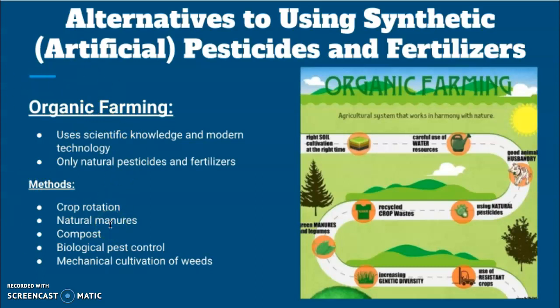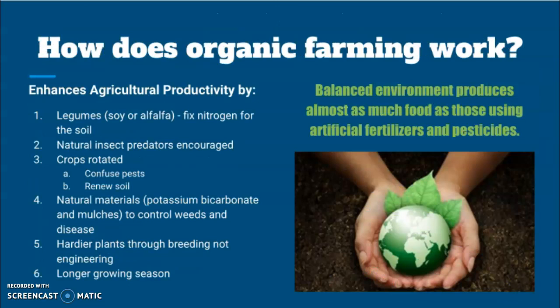And organic farming uses scientific knowledge, modern technology, and only natural pesticides and fertilizers. It uses crop rotation, natural manures, compost, biological pest control, and mechanical cultivation of weeds, which means pulling the weeds out by your hands. There's a few more details in here along our little roadway, if you'd like to look through those as well. So how does it work?